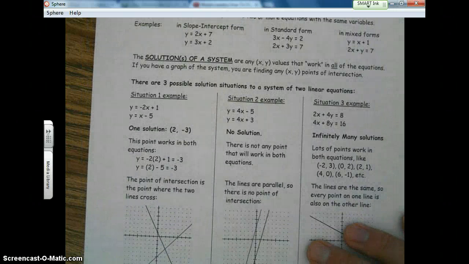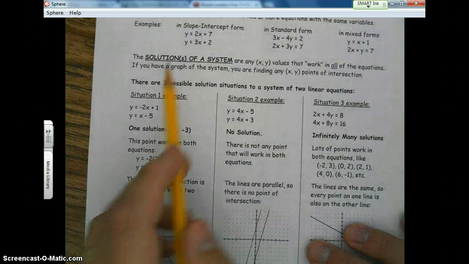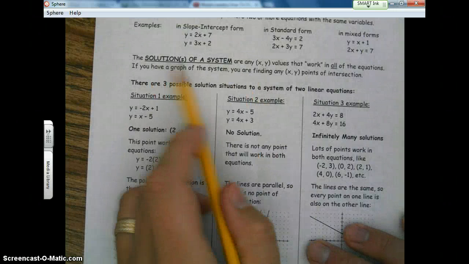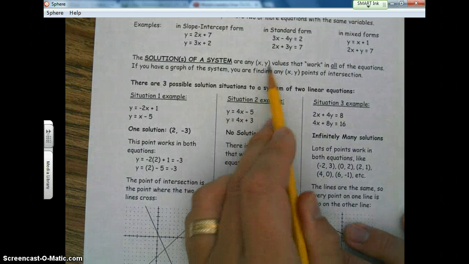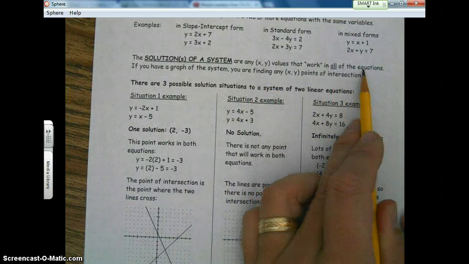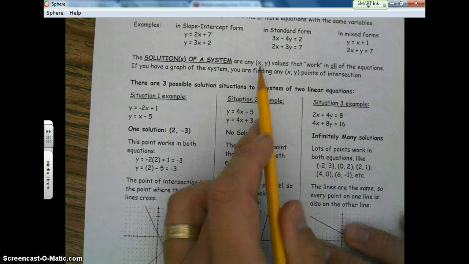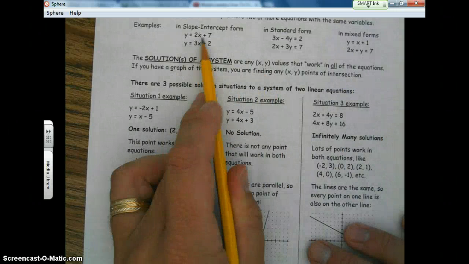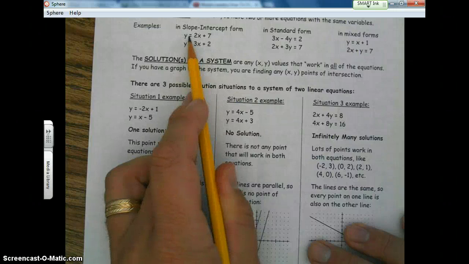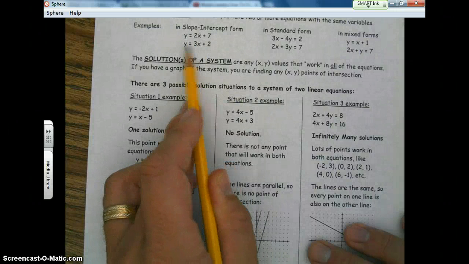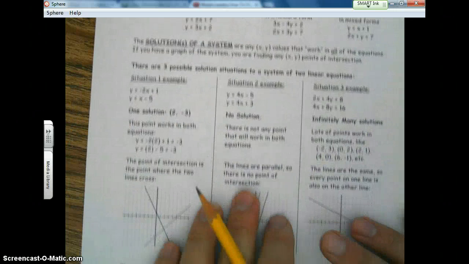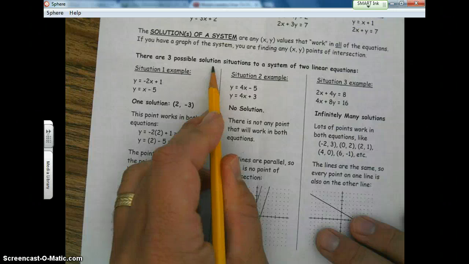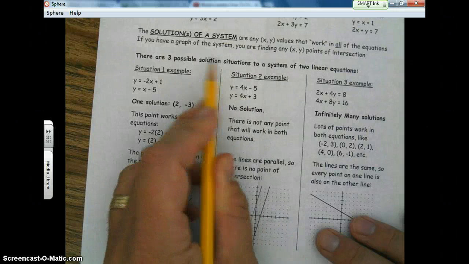Now, the solutions of a system are any points, ordered pairs, that work in all equations, which means if I plug the two numbers into this equation, it's equal. I plug the same two numbers into this equation, and they're also equal. There are three possible solutions. That's nice. Little typo there.